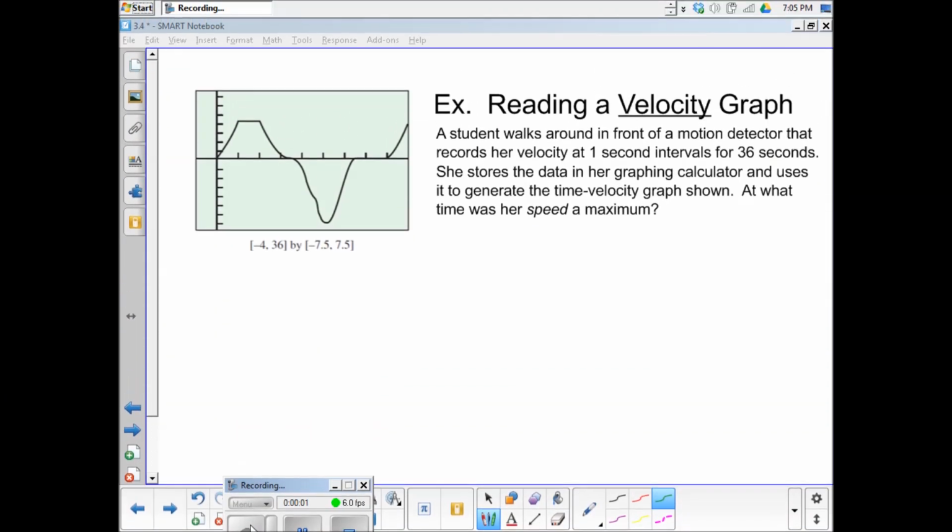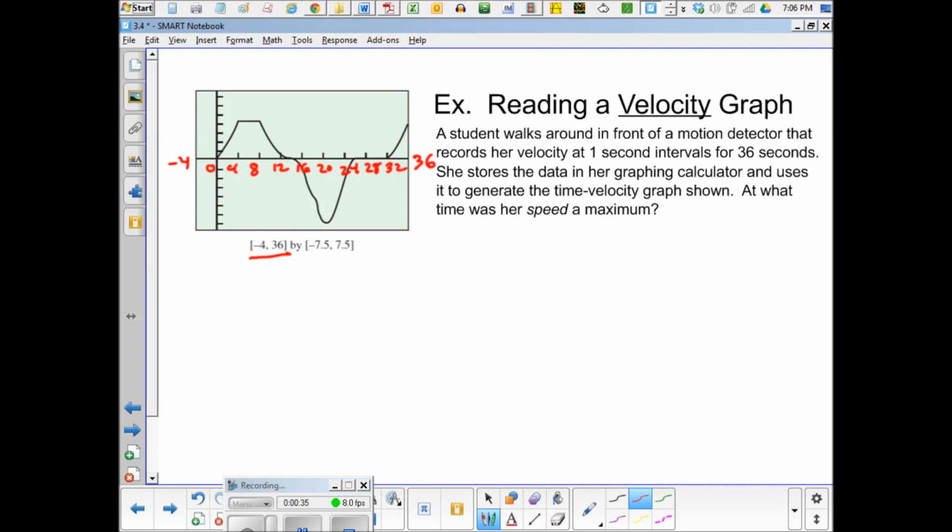Okay, this problem is from the book. This is our first chance to read a velocity graph. Please take a moment, pause the video, and copy down the problem. Okay, you got it? Alright, let's look closely at the units involved. According to the instructions, we're going from -4 to 36 on our window settings. So this must be 0, 4, 8, 12, 16, 20, 24, 28, 32, and 36 seconds.